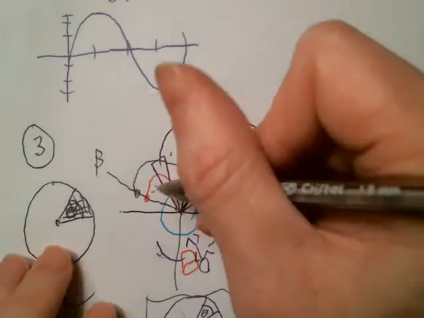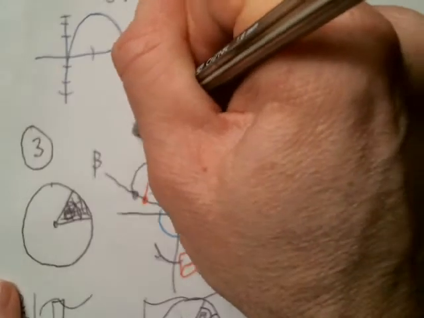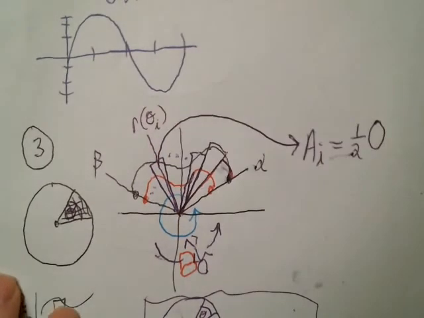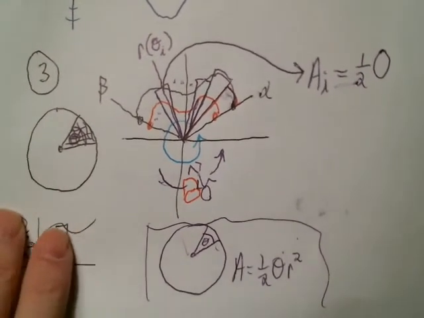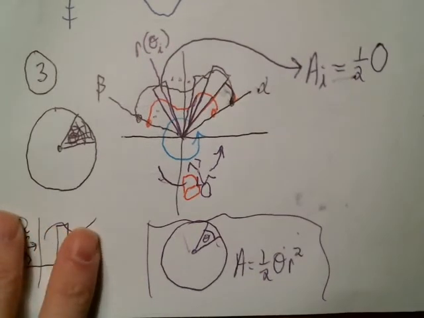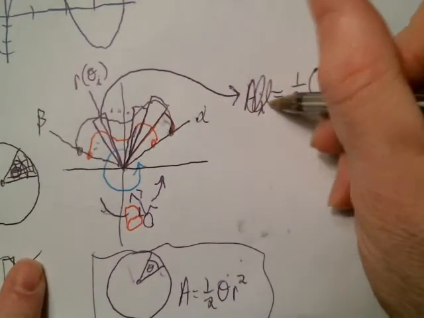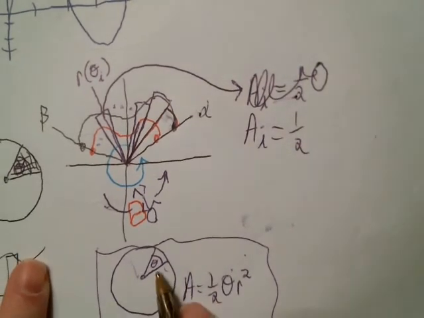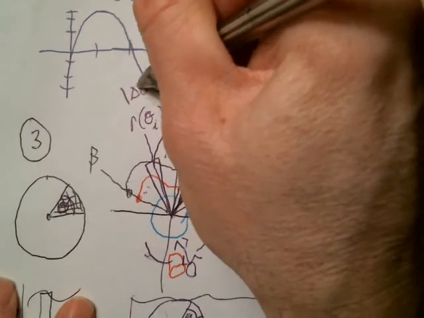Let me think. So this would be located at position r of theta sub i. So this theta is kind of a troublemaker. Sorry, it's 1/2. So what would be this angle here? It's a change in theta basically.